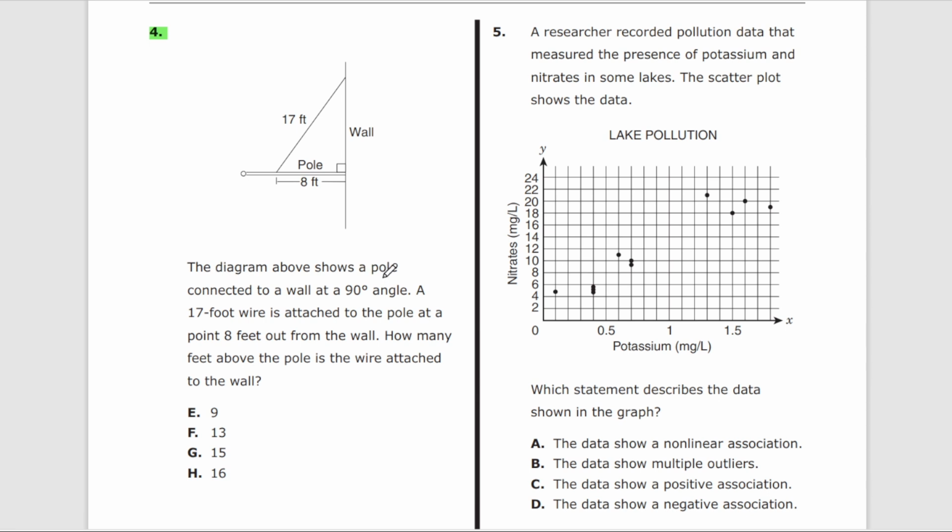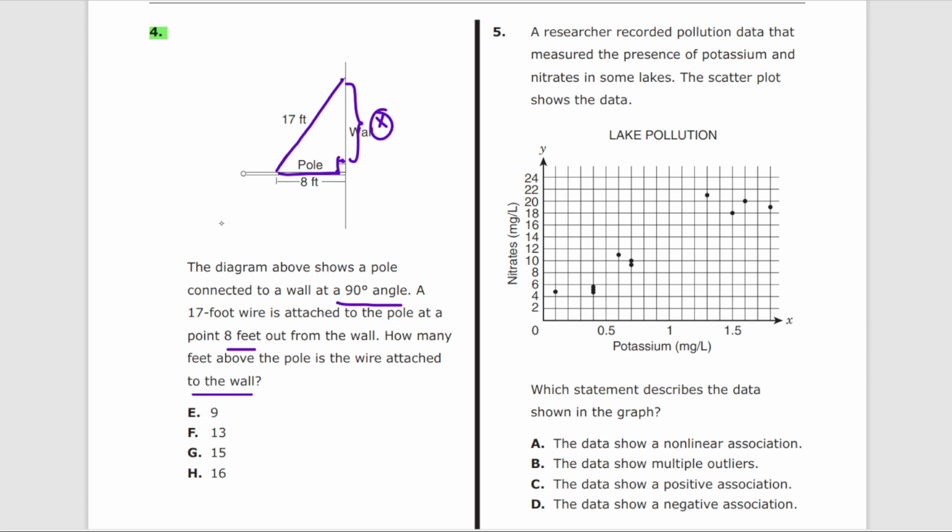The next problem. The diagram above shows a pole connected to a wall at a 90-degree angle. It is right here. A 17-foot wire is attached to the pole at a point 8 feet out of the wall. How many feet above the pole is the wire attached to the wall? Weird problem, how it's phrased. In fact, what you have to do is, here's the hypotenuse 17, here's the leg 8. What is this leg? That's all you need to do.